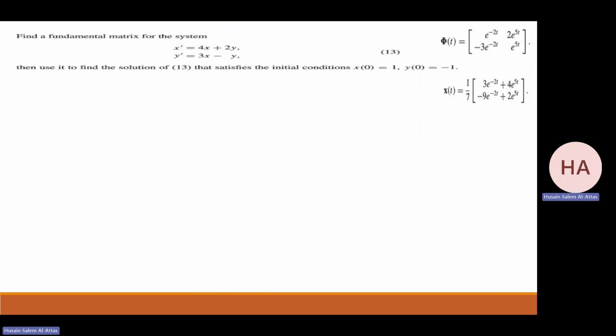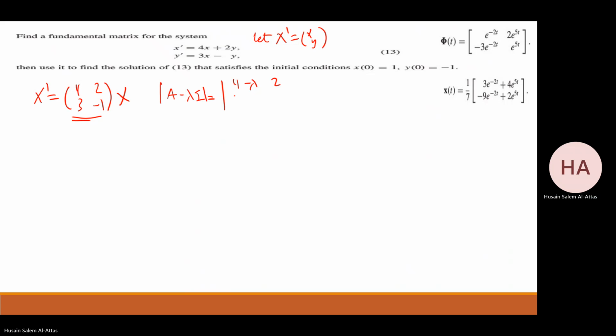Okay, now let me do an example to find the fundamental matrix. How will we find the fundamental matrix? It means I need to solve the system, so I need to find a first solution, second solution, and so on. So for this system, if x prime, with x and y, will be x prime equals the matrix with rows 4, 2 and 3, minus 1, times x. So I'm working with this matrix A. We'll find the eigenvalues like in chapter 7. That will be 4 minus lambda, 3, 2, minus 1 minus lambda. That will be what? Lambda square.